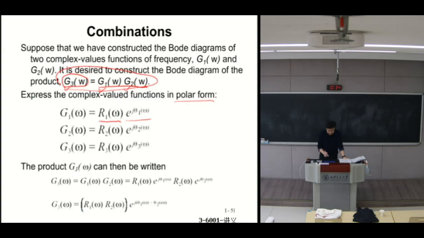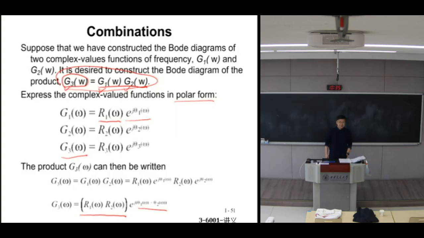Then we will know that for G3, the combined transfer function, the magnitude is the product of the magnitudes of G1 and G2. And the phase angle is also combined, but the phase angle is the sum. Phase angle is not the product. Phase angle is the sum of the phase angles of G1 and G2.